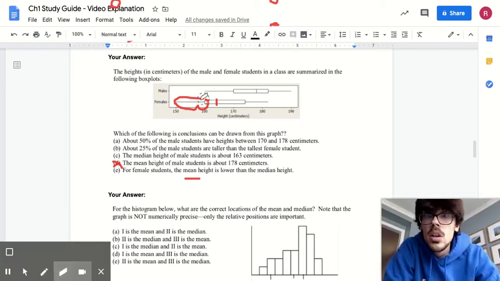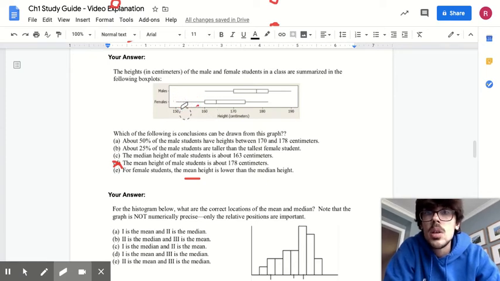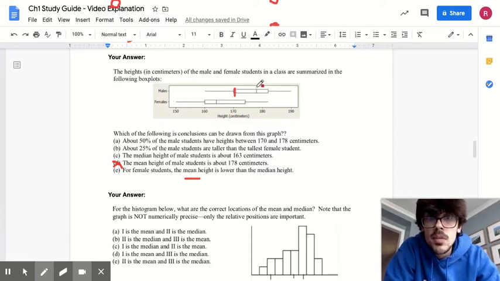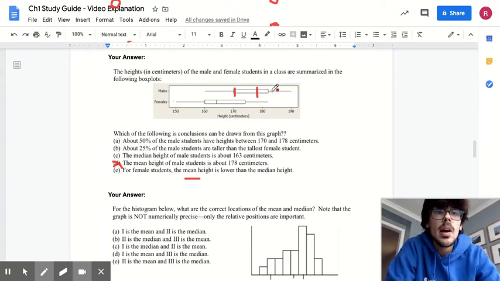So on letter A, they talk about 50% of males being between 170, which is here, and 178, which is there. Each section of a box and whisker is 25% of your data. So if this would have said 25 on A, that would be a correct answer, but it's not.